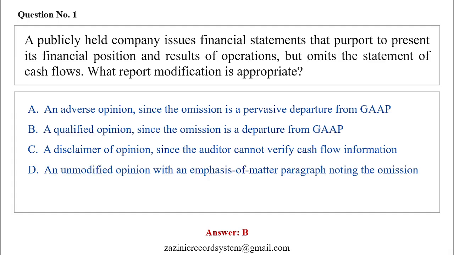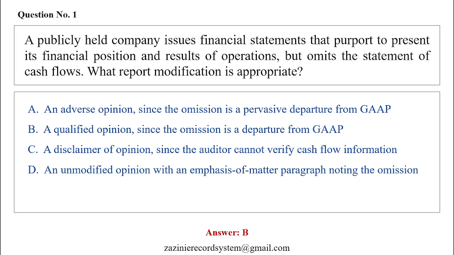Explanation. Letter B is correct because omitting the statement of cash flows, when the financial statements otherwise purport to show financial position and results of operations, is a departure from GAAP, and that specific kind of departure calls for a qualified opinion rather than something more severe like an adverse opinion or a disclaimer.